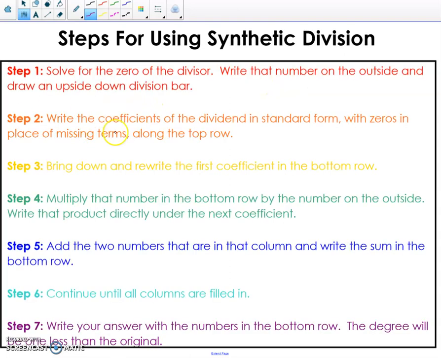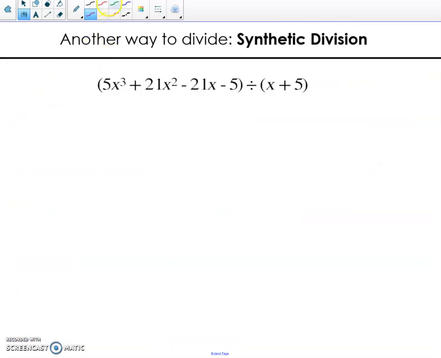So here are some steps for solving using synthetic division. Now, we're going to go step by step. The steps look longer than they actually are. Your first step in using synthetic is to solve for the 0 of the divisor, and then write that number on the outside and draw an upside down division bar. So our divisor is x plus 5. So we're going to take x plus 5, set it to 0, and solve for x. So we get x is equal to -5.